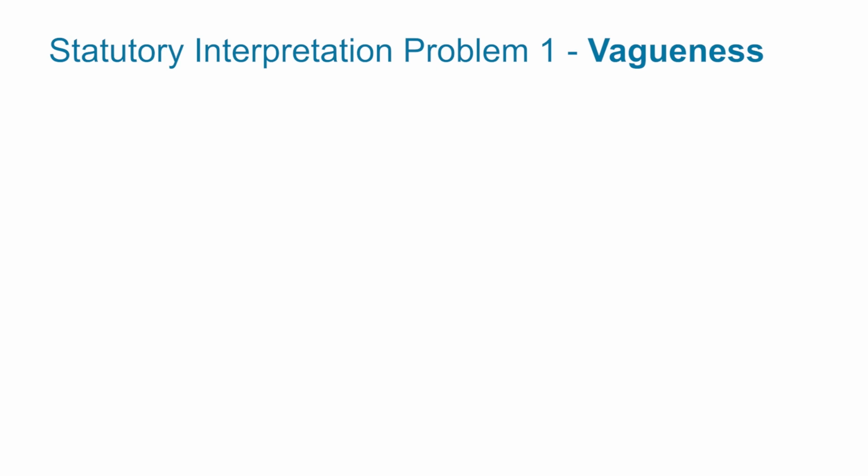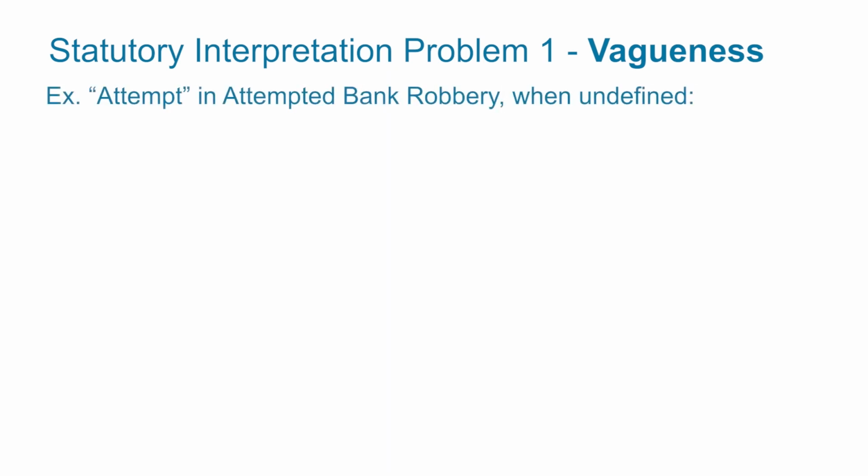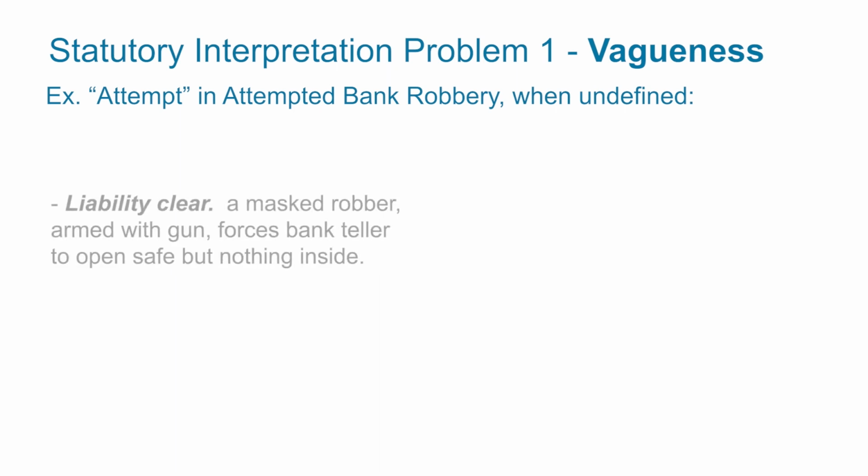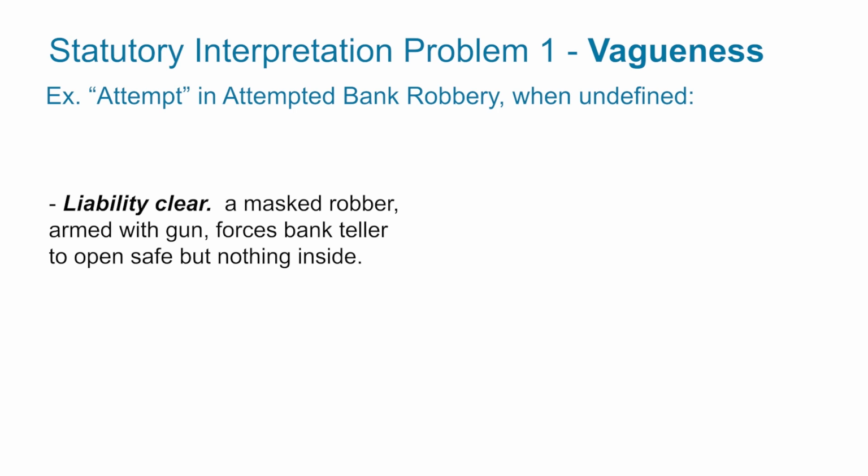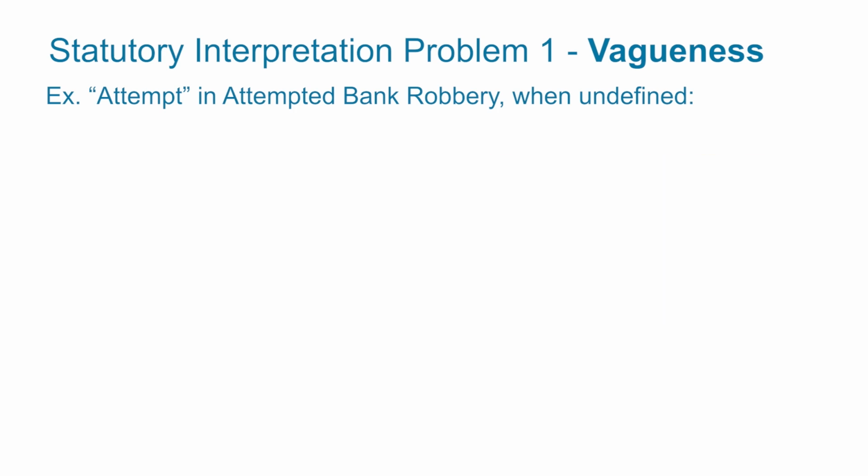For a less grisly example, consider the term attempt when used without a legal definition. So I want you to think of a statute that generally prohibits anyone from, quote, attempting to rob a bank, where the term attempt isn't defined. Even without a legal definition for the term, we know that this statute would cover a failed bank robbery scheme carried out in its entirety. So for example, imagine a masked robber who forces the bank teller to open the safe, but it turns out nothing's inside. If attempt means anything, it's that someone who does everything necessary to commit a crime but is unsuccessful must have attempted to commit that crime.